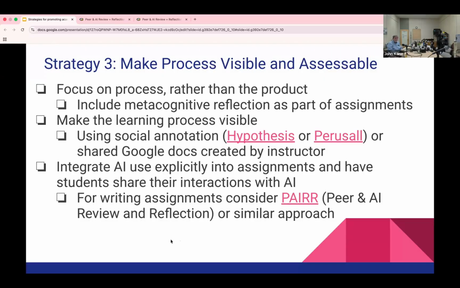I don't use this process exactly. In fact, I started doing this before we had AI, but I've had students do peer review for each other, and then I provide feedback at each stage as well.